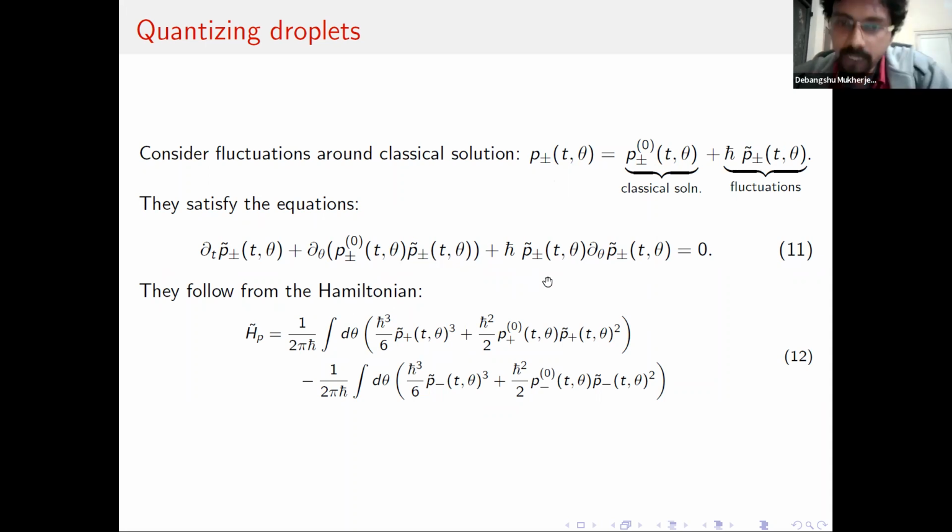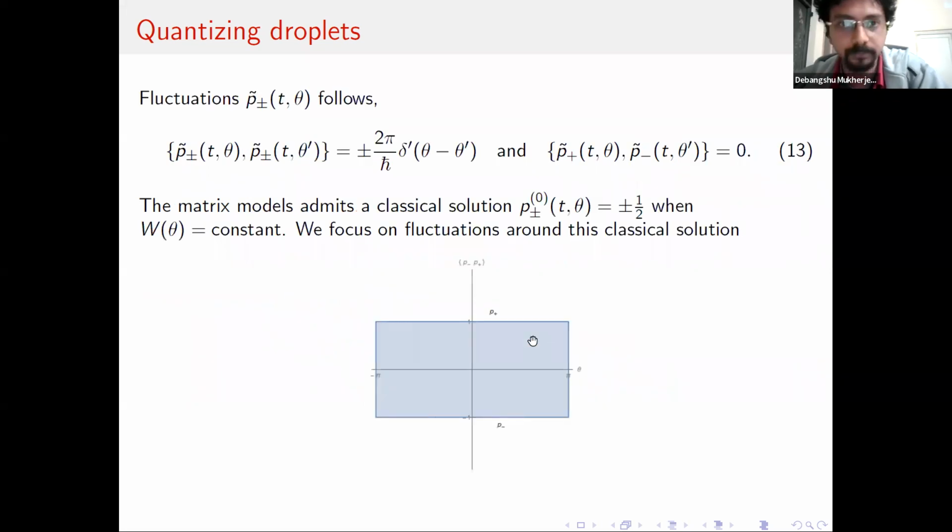Starting from now, I am going to make one small simplification, which is that I am going to choose a very simple classical solution, where my w theta is a constant. However, this entire analysis and all the arguments that I'm making also go through for any other classical solution. So this is precisely the classical solution that I was speaking about, where these p's are constant, and I restrict them to be plus half and minus half, so that this entire area is normalized to unity.